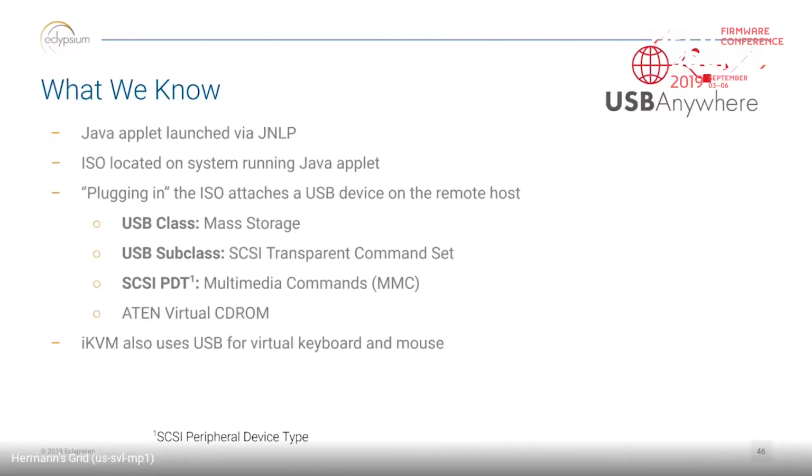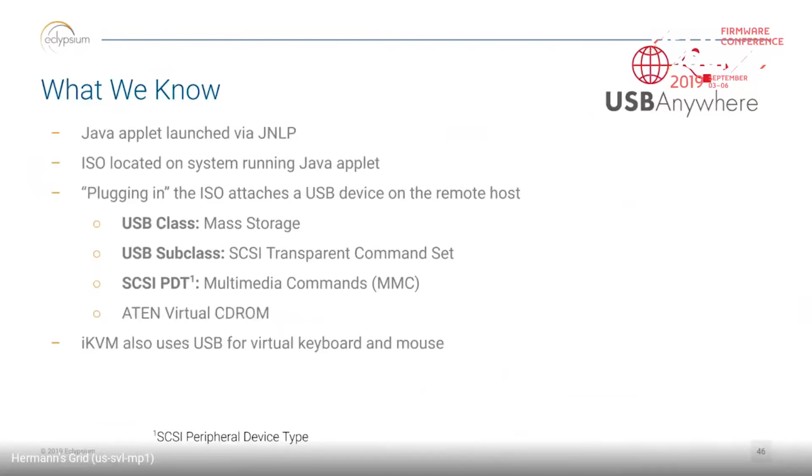Now, when I click the plug in button in the UI, that ISO shows up as a USB device on the remote host. So if I'm running Linux on the remote side, I can inspect, and I see a mass storage device using the SCSI transparent command set that shows up as a multimedia device, aka CD-ROM drive, and it provides some information as being the A10 virtual CD-ROM. Now, I also know from looking at the lsusb output and other things that the IKVM also implements its keyboard and mouse as virtual USB HID devices.